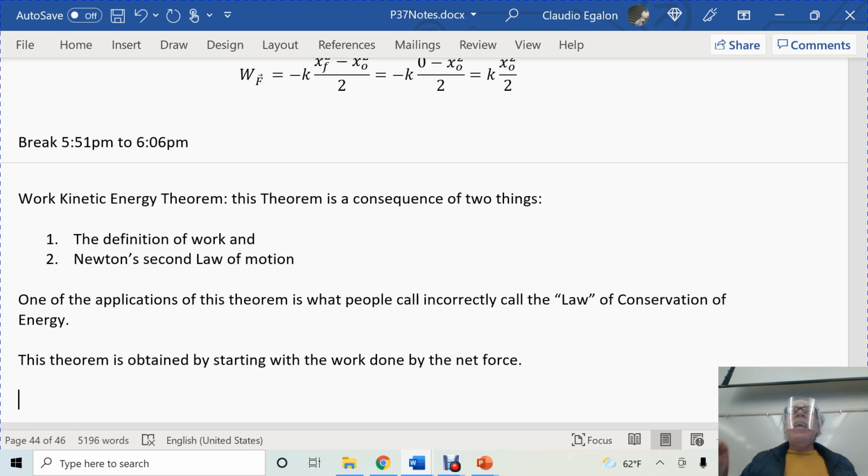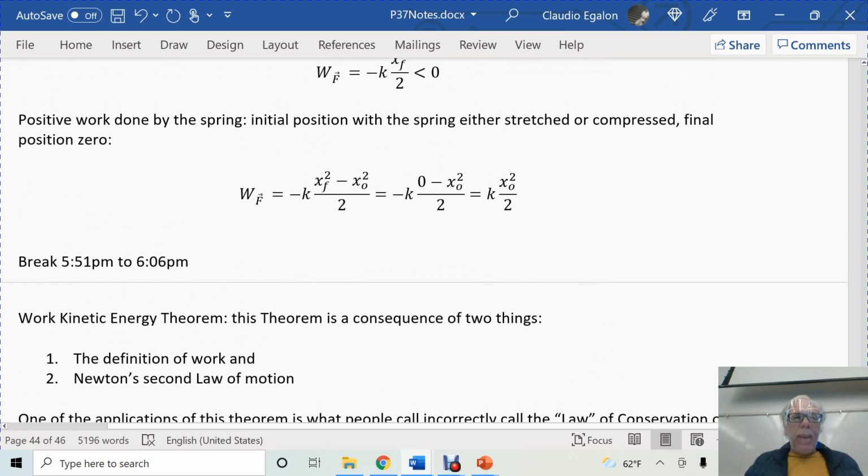And then there is this important force, which is the net force, that when you take the work done by the net force, you get this important theorem. The theorem, the work-kinetic energy theorem. So how do we do that?